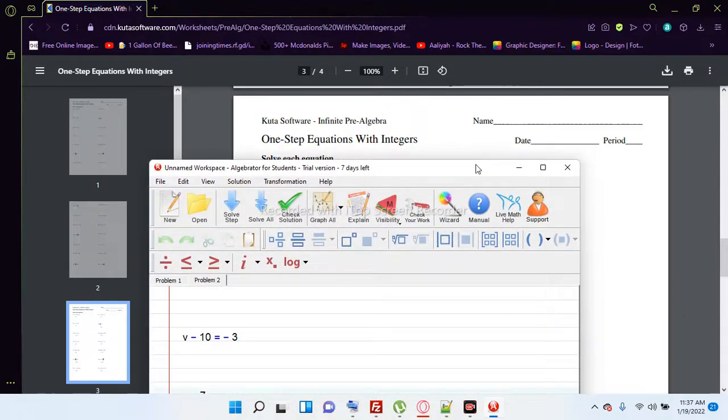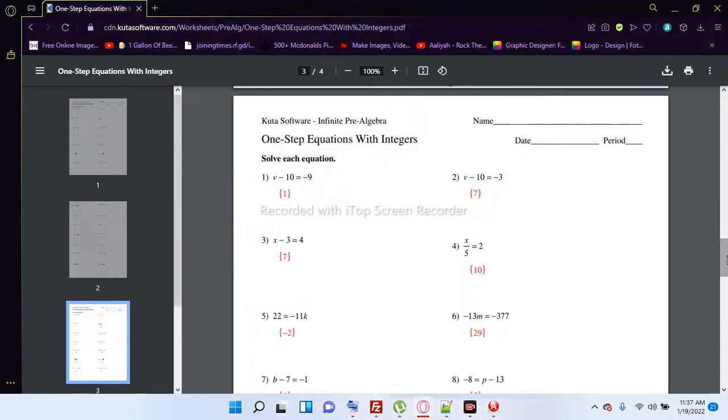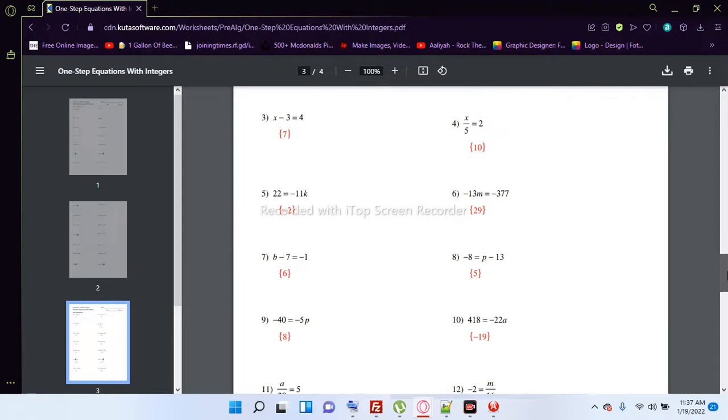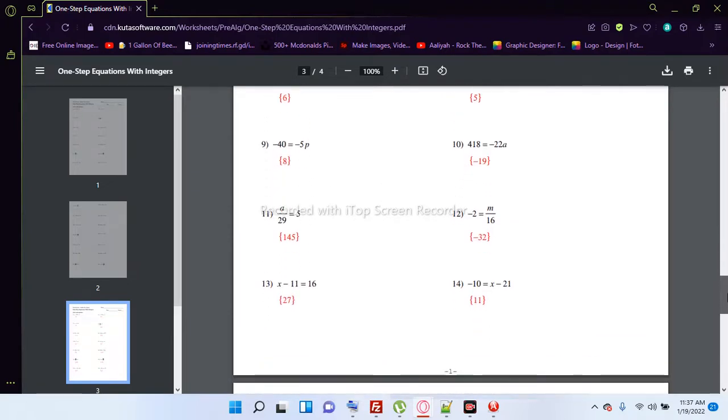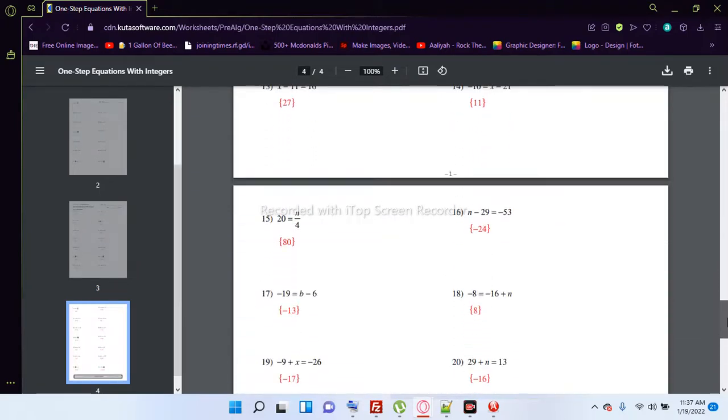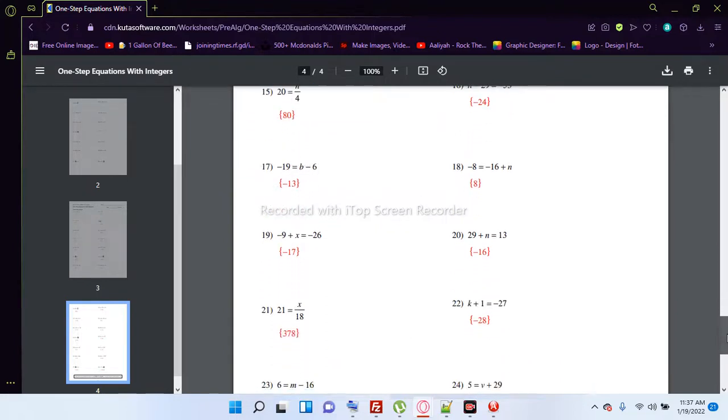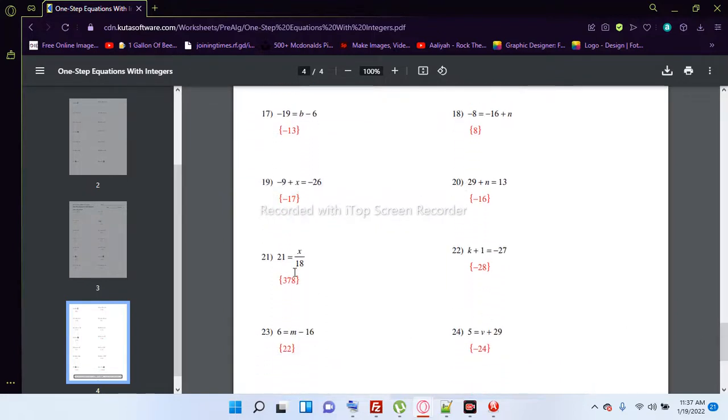Now, we can get into the harder equations, which I'm going to search for. And some of you can do this by hand, like negative 8 equals a negative 16 plus. But we get into the harder ones like 21 equals x over 18. So we're going to try that.